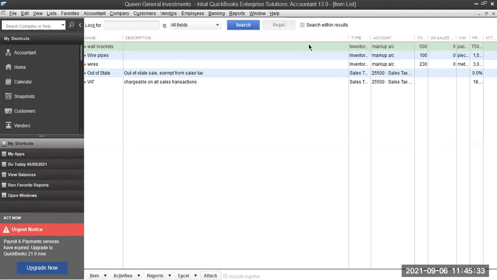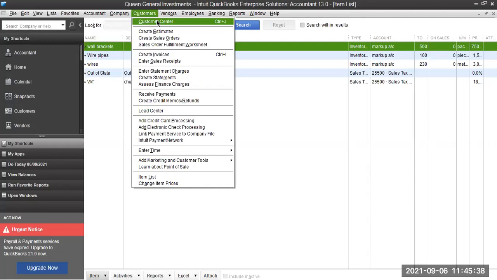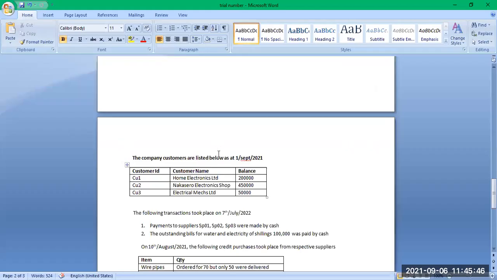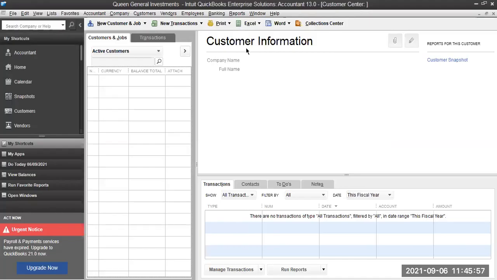We go under customers. So we go to customers and we go to the customer center to capture our new customers. So we have Home Electronics Limited, Nakasero Electronics Shop, and Electronic Mix Limited. Let's capture a new customer. We have no customer information yet because we don't have any customer. So we go to new customer and job, and we say new customer.